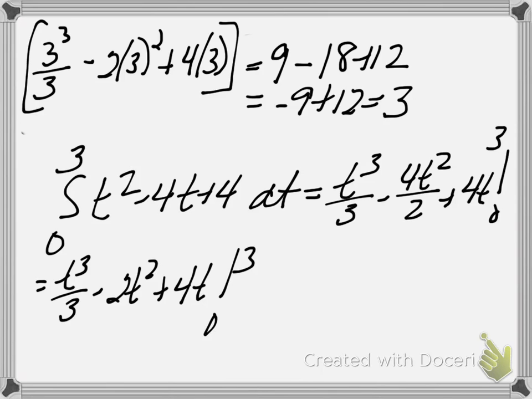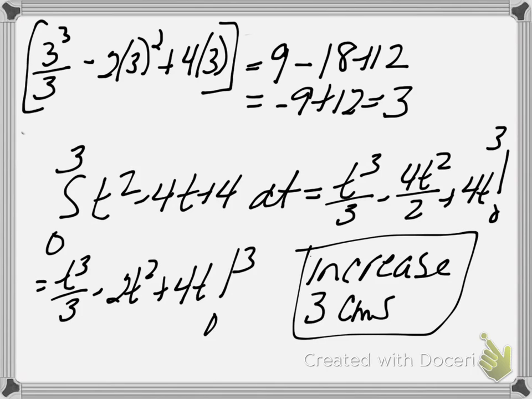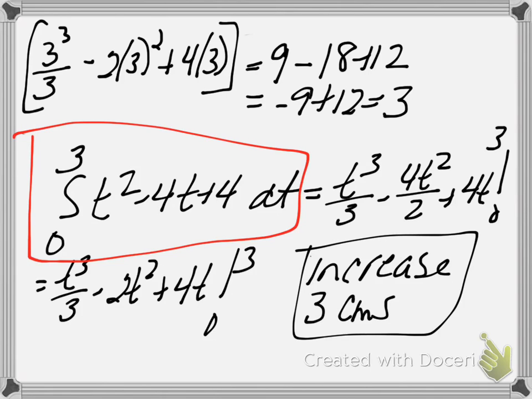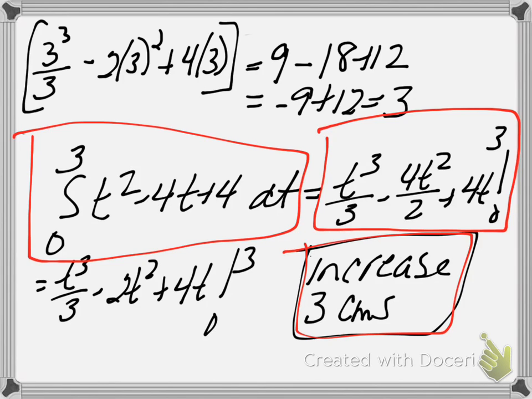So the question is asking by how many centimeters the radius increases, so you're going to say it increases 3 centimeters. Okay, and what are the point values here? If you wrote this thing, you got 1 point. If you found the antiderivative and wrote those limits, you got 1 point. And then your final answer was worth 1 point.